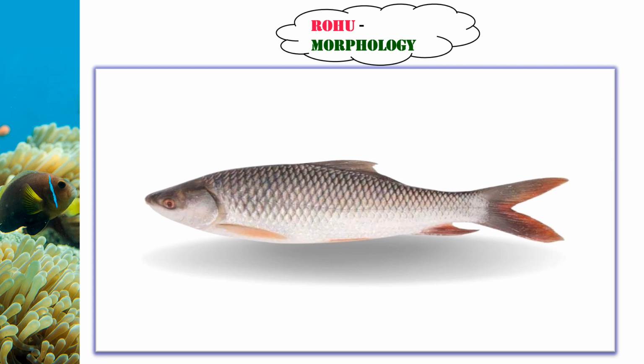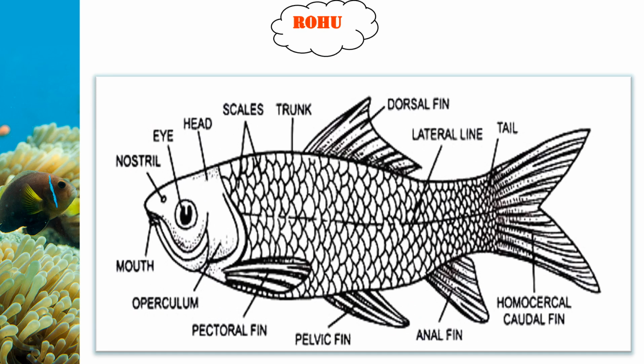It is the external morphology of Rohu. Here the body is more linear than Catla and the fins are pink reddish in color. It is the picture of Rohu. Note down the body parts of Rohu.